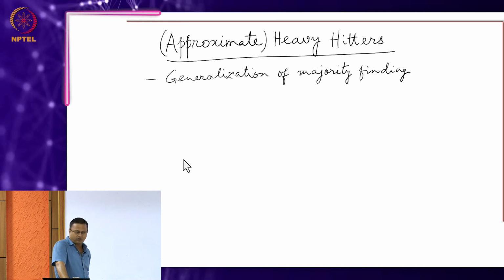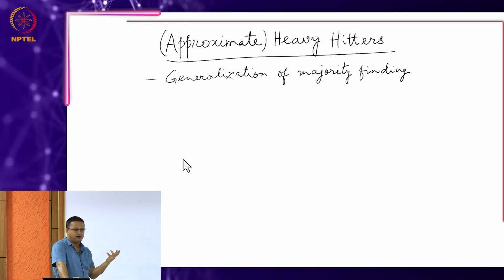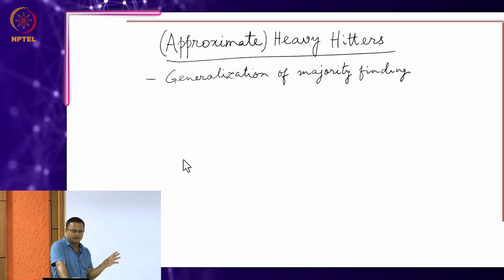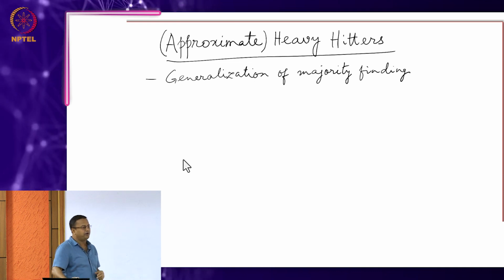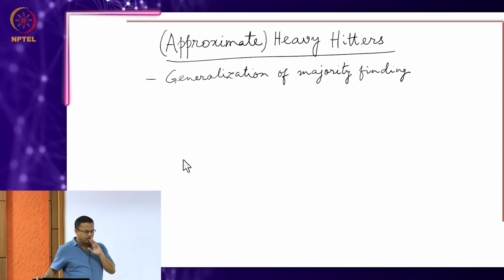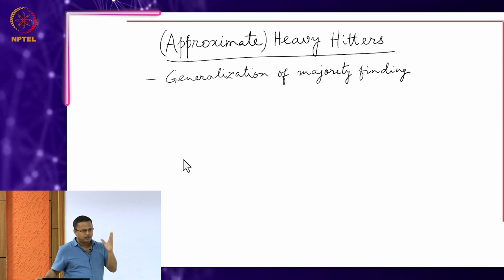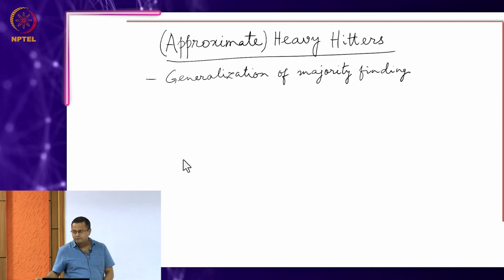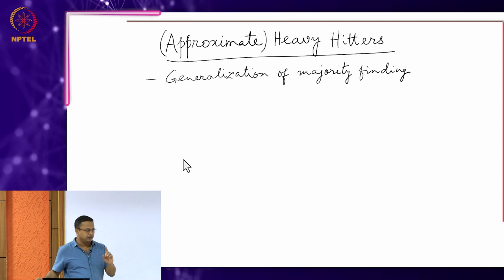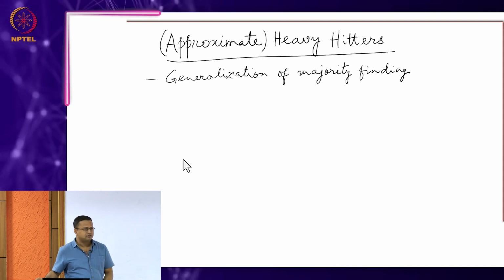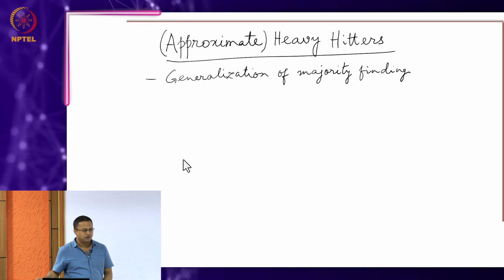So, in majority, what was your goal? You looked at an array and tried to find whether there existed an element which had a frequency more than n by 2, right. And you saw that even solving it in streaming in one pass was not at all easy, right.